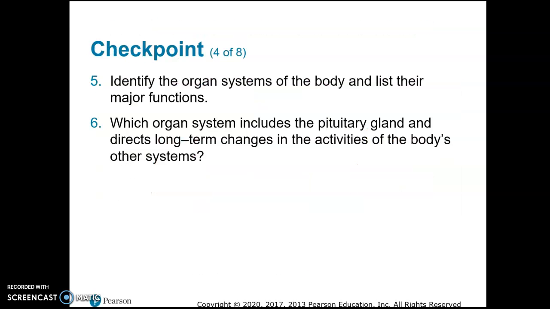So identify the organ systems. Just remember there's 11. Make sure you know them and their major functions, and then some of the major components of the organ system. So let's look at number 6. Which organ system includes the pituitary gland and directs long-term changes? Long-term changes, if you remember, through the action of hormones, and this would be the endocrine system.